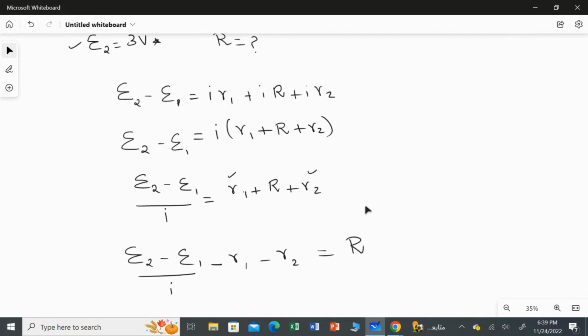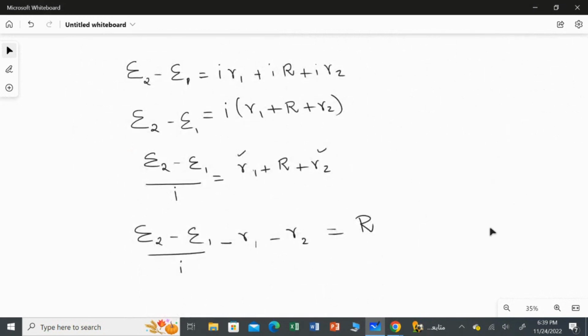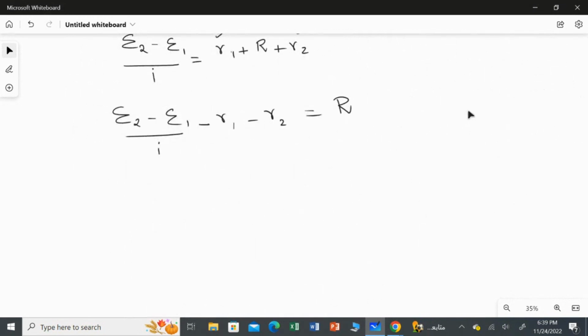On the left-hand side we have the data, right? That means the value of EMF 1 is 2 volt, the value of EMF 2 is 3 volt, and the current is 1.5 milliampere, and R1 and R2 take the same value of 3 ohm, right? So I'm going to substitute the values here.